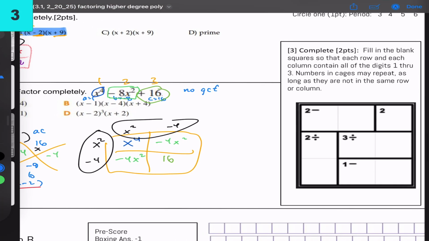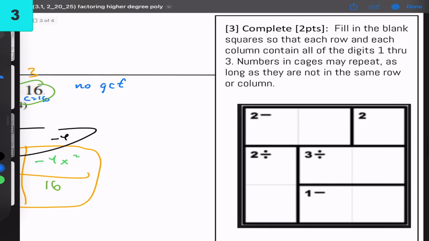Let's go on to the KenKen puzzle. Fill in the blank so that each row going sideways and each column going up and down contain the digits 1, 2, and 3. So the student asked me, is that correct? And I noticed they had negatives on theirs. Incorrect. You have to only use positive 1, 2, and 3.